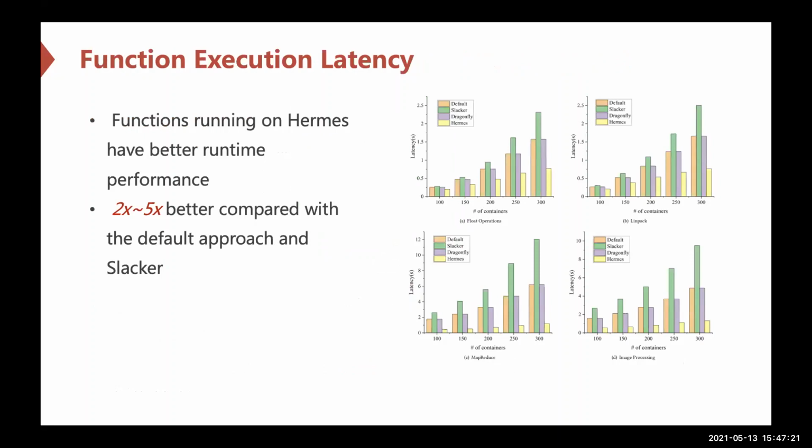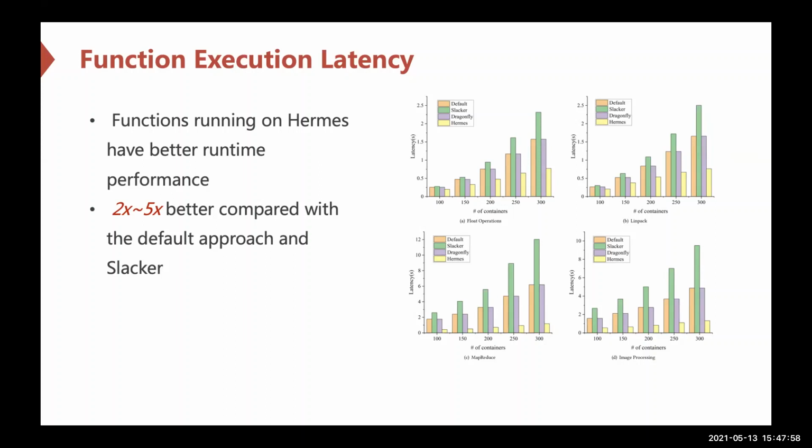We tested the execution latency of different workloads. The latency is defined as the time interval from the start of all containers of workloads to the end of execution. The number of containers deployed ranges from 100 to 300. Images are downloaded to local disk in advance for the default approach and Dragonfly, while Slacker and Hermes still use the on-demand data loading mechanism. The result shows that Hermes has obviously better performance in all test cases.